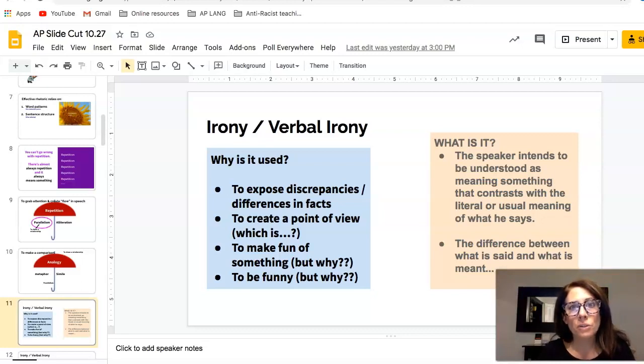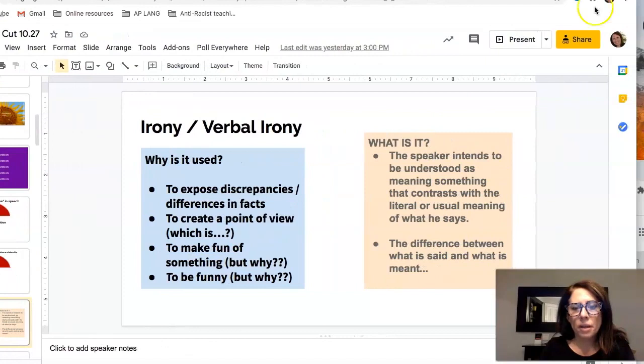It's also a way to create the writer's point of view. And so as you, the writer and reader of that speech, will have to figure out how it is used. Is it used to create point of view? And how does this writer of this speech do that through irony or verbal irony? It also can be used to make fun of something and to poke fun at. And then we have here the contrast. Like I said before, the difference between what is said and what is meant.